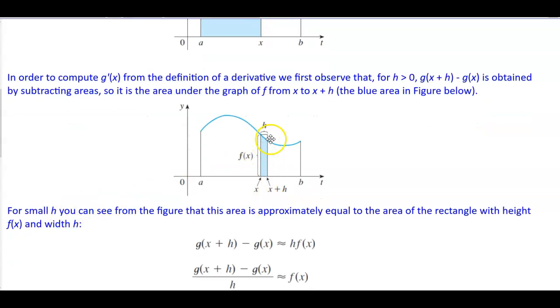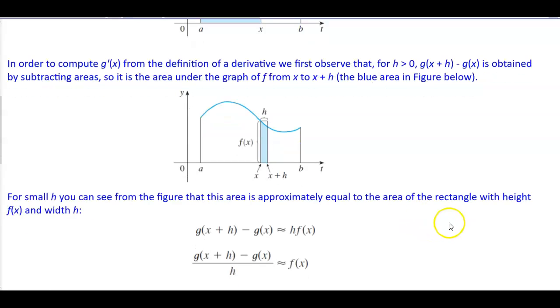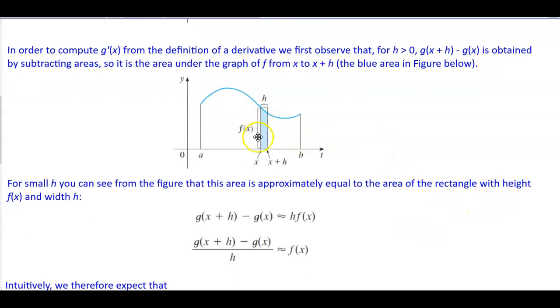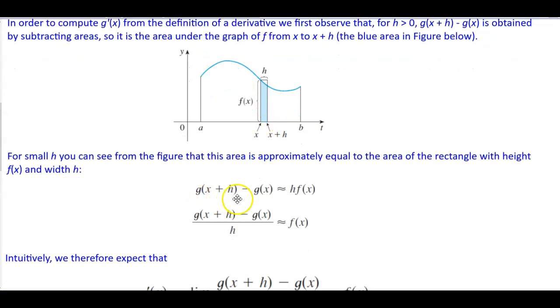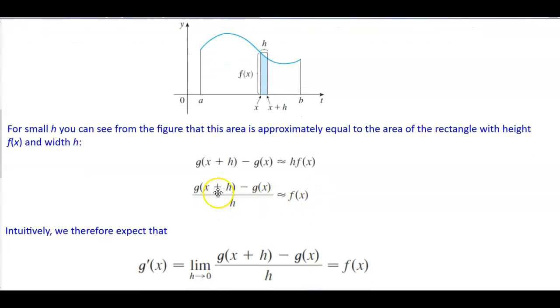Now, for small h, you can see from the figure that this area is approximately equal to the area of the rectangle with height f of x and width h. So g of x plus h minus g of x is approximately the height times the width, h times f of x. If we divide both sides by h, then we get g of x plus h minus g of x over h, which is approximately f of x.